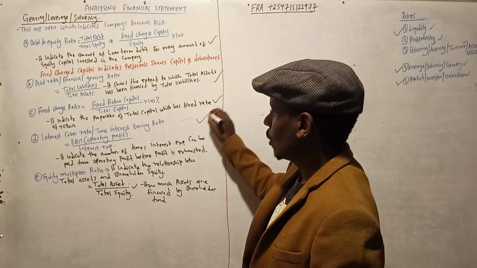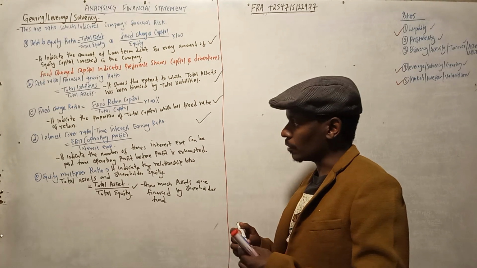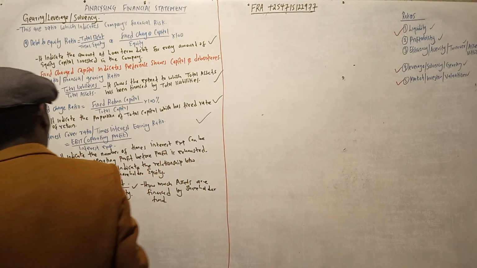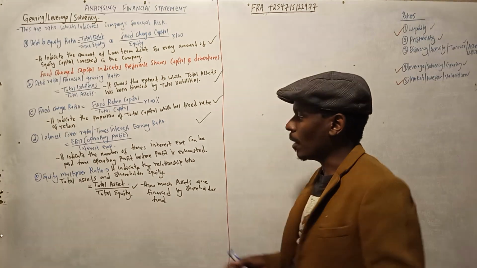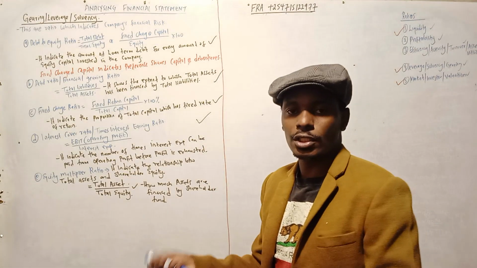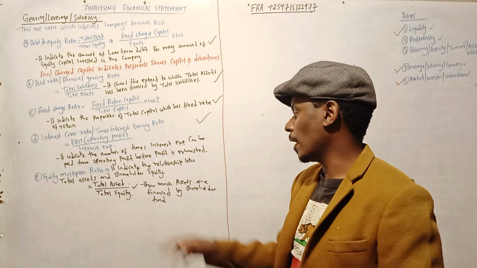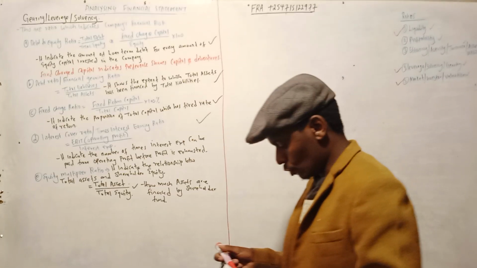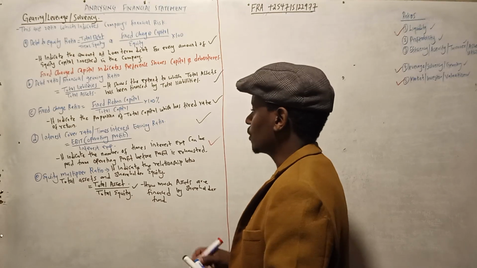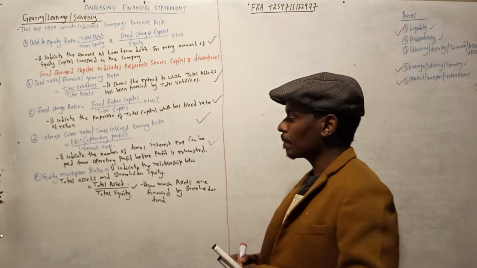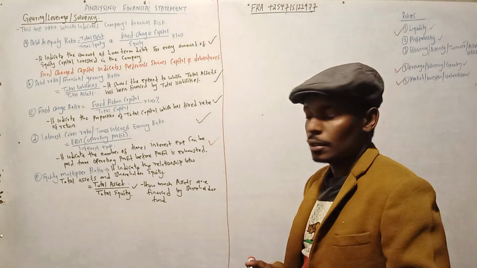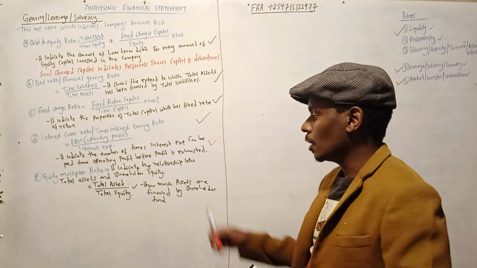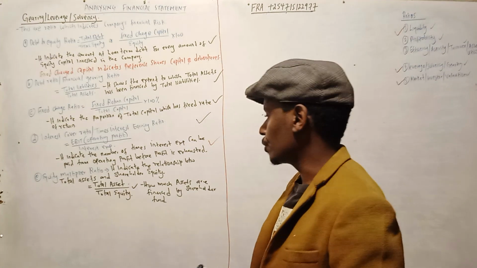Then EBIT interest coverage ratio, or the times interest earning ratio. It shows how much we can pay the fixed interest from our operating profits before we exhaust our normal profits. So how many times can we pay expenses in terms of interest expense from our operating profit before we even exhaust our profits.